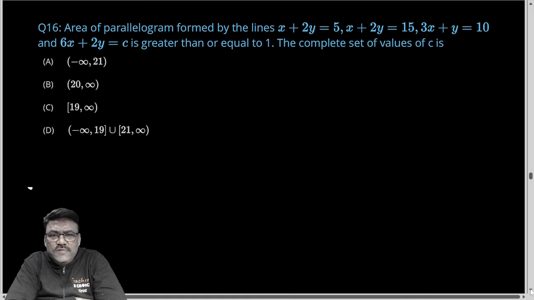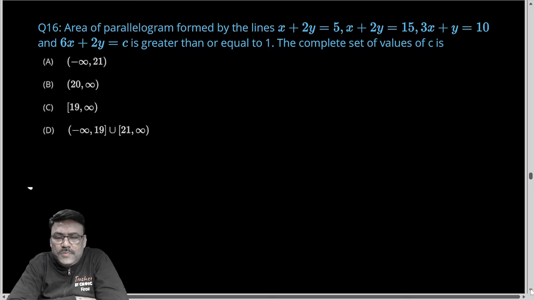Okay, see this question now, this is from straight lines. You are given 4 lines here, and these 4 lines are forming a parallelogram. Area of the parallelogram is given to you. Area is greater than or equal to 1. So what will be the complete set of values of C?